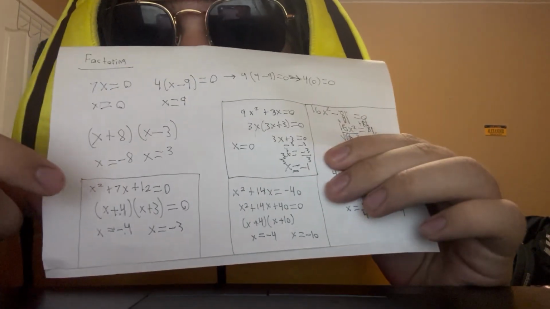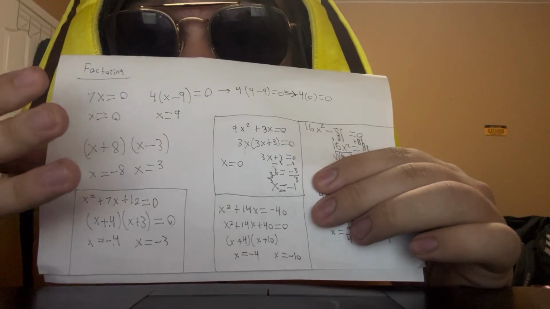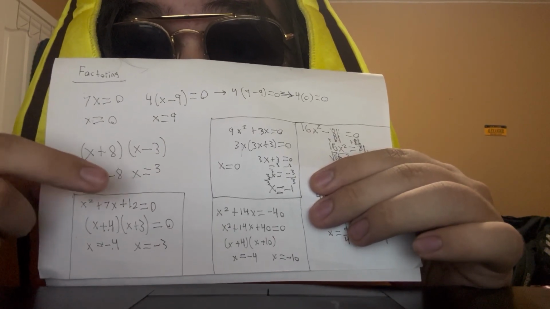Next up, we have this. You have three different answers, three different numbers. You have a of x, b of x, and c of x.